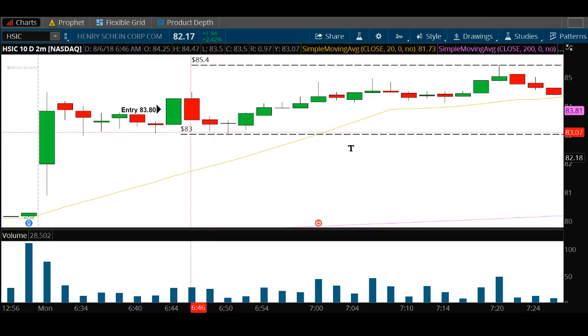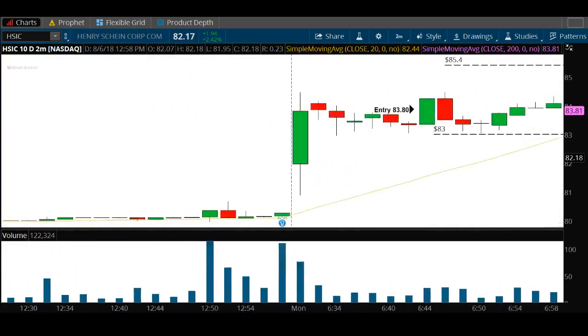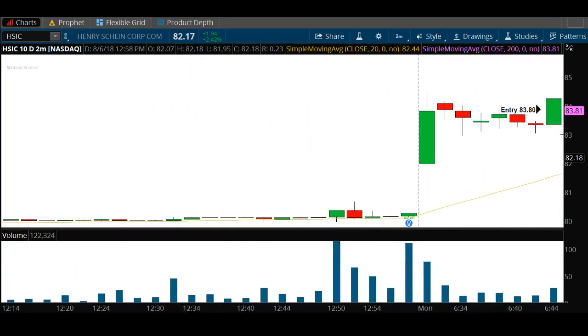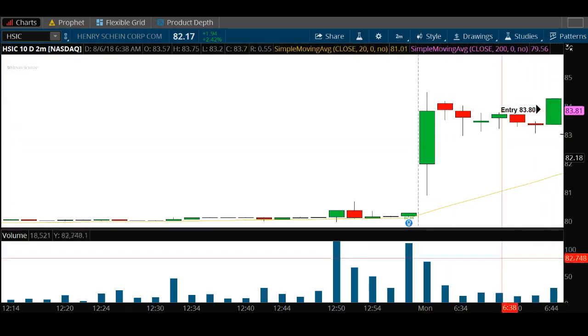We ignore the stop here, we ignore this target for now, and we just say we get in on this green bar. We'll zoom in here so we're not distracted by everything that happened after, and we say, okay, we're in. You probably got filled somewhere close to 83.90. That's where I got filled, because this was a little bit spready.